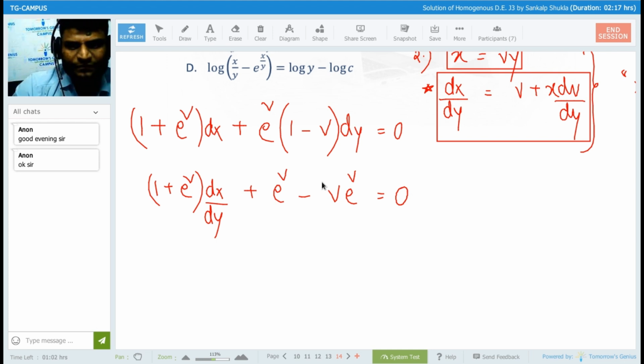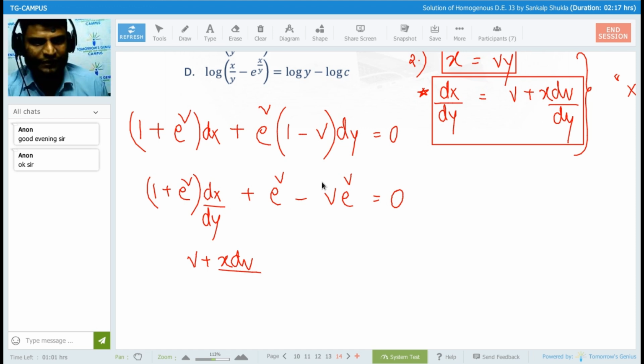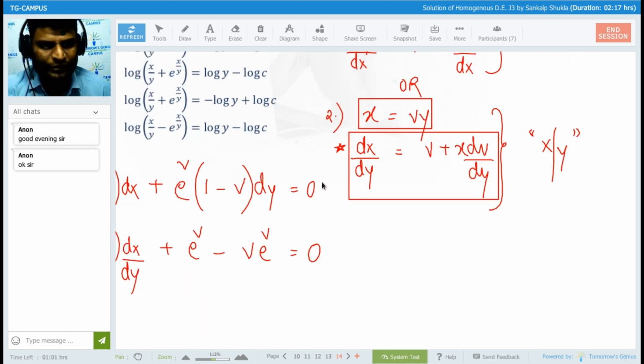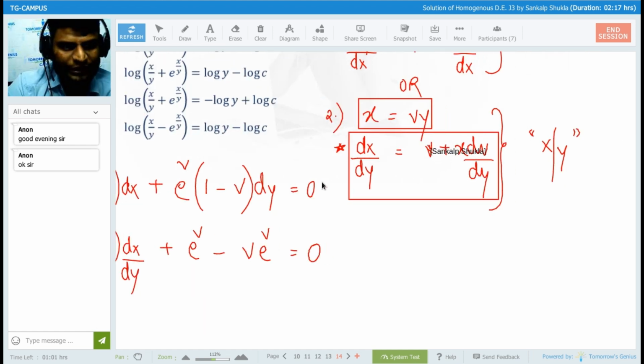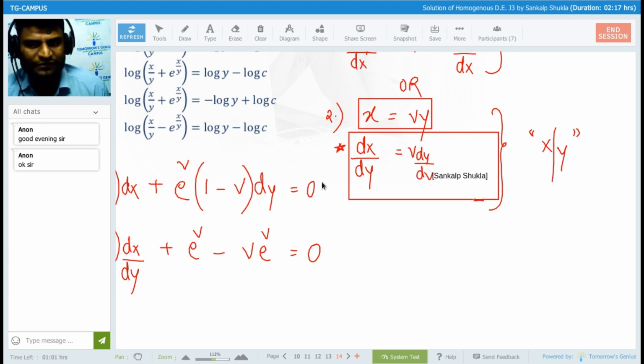Now what is the value of dx by dy? V plus x dv by dy. Okay, wait. Not that. You can do this thing again, right? So your v is variable. So when v is taken out, it will be dy by dv.